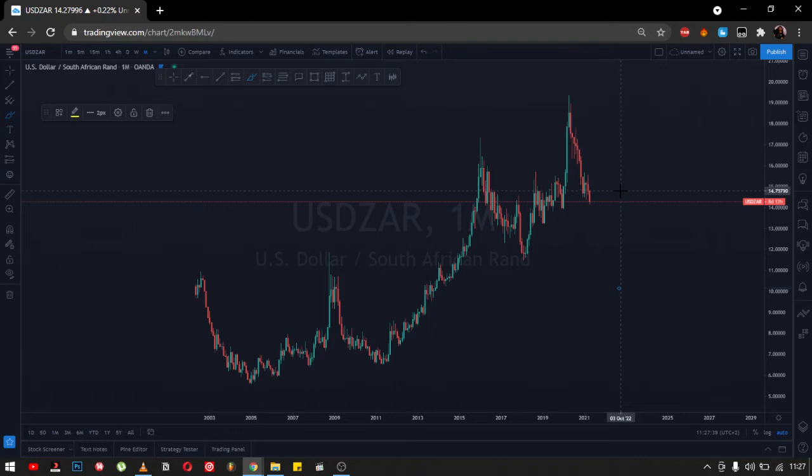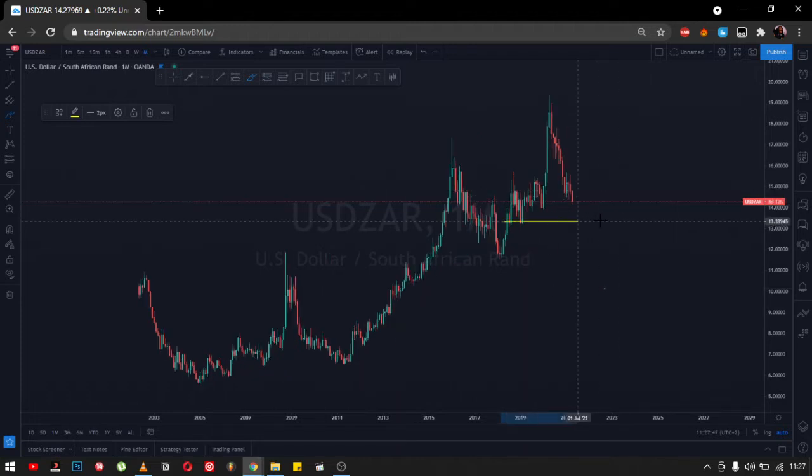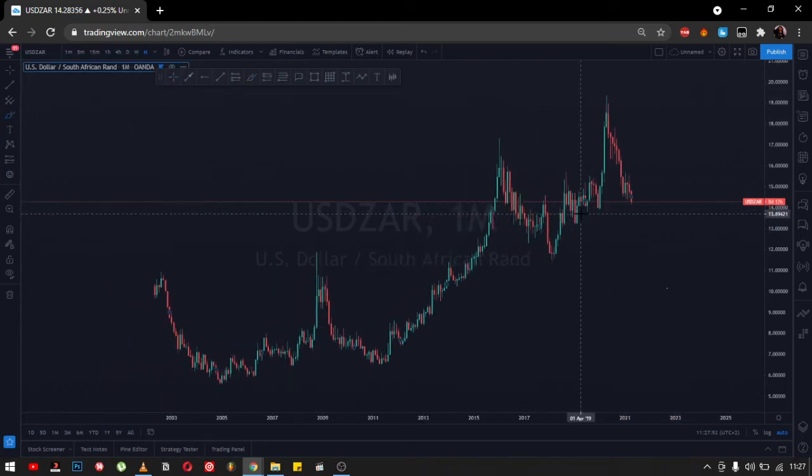Today we're gonna be taking a look at pairs that you should look out for the rest of the coming months or weeks, if you prefer. So we're gonna be looking at USDZAR today. USDZAR has been looking very bullish for the past couple of decades.